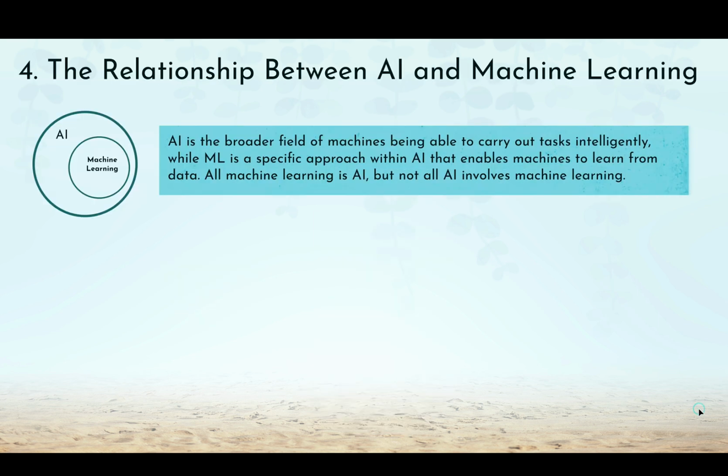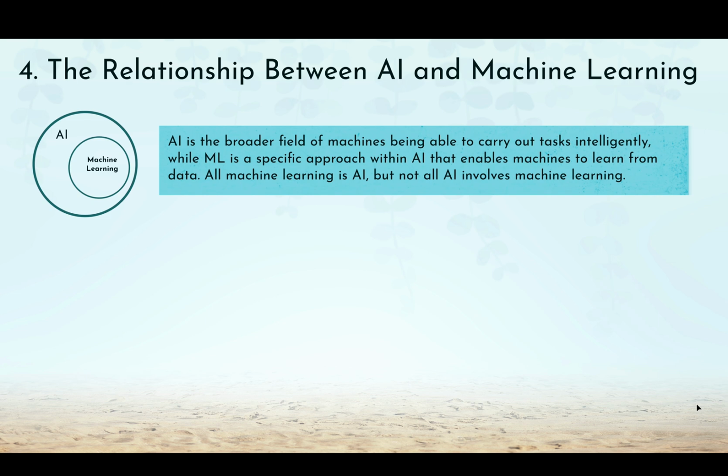4. The relationship between AI and machine learning. The relationship between artificial intelligence, AI, and machine learning, ML, is that AI is the broader field that encompasses the idea of machines being able to perform tasks intelligently, mimicking human cognitive functions such as problem solving, decision making, and learning. Machine learning is a specific subset of AI that focuses on enabling machines to learn from data and improve over time without being explicitly programmed for each task.